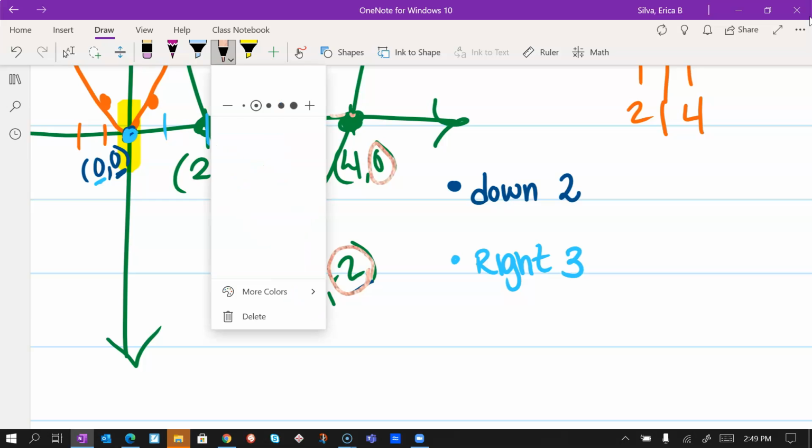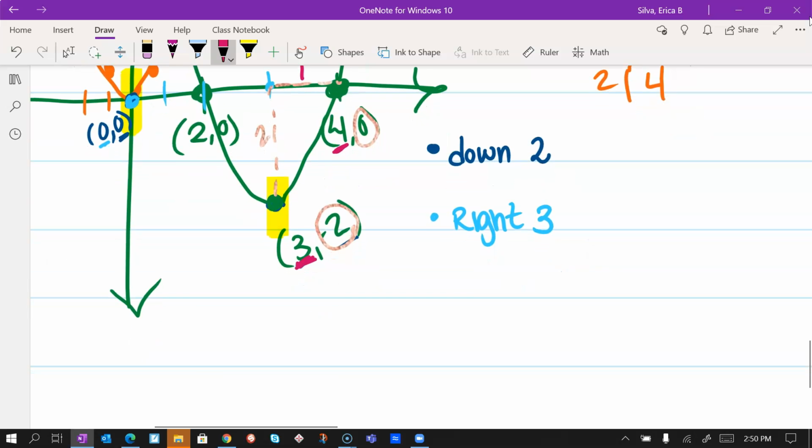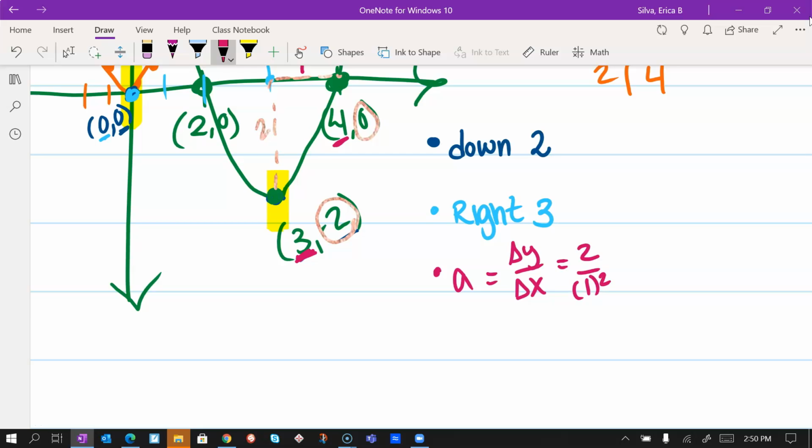And then for my run, we look at our x's. We're going from this point to this point. How much did we run? If we went from 3 to 4, 1. So for a, it is your vertical change, which is 2, over your horizontal change, which is 1. And we have to square it, because remember it's squared. So 2 divided by 1 squared is 2 divided by 1, which is 2. So my new a value is 2. So did that stretch or compress? If it went from 1 to 2, it stretched, right? Because it got bigger, so then we're stretching it.